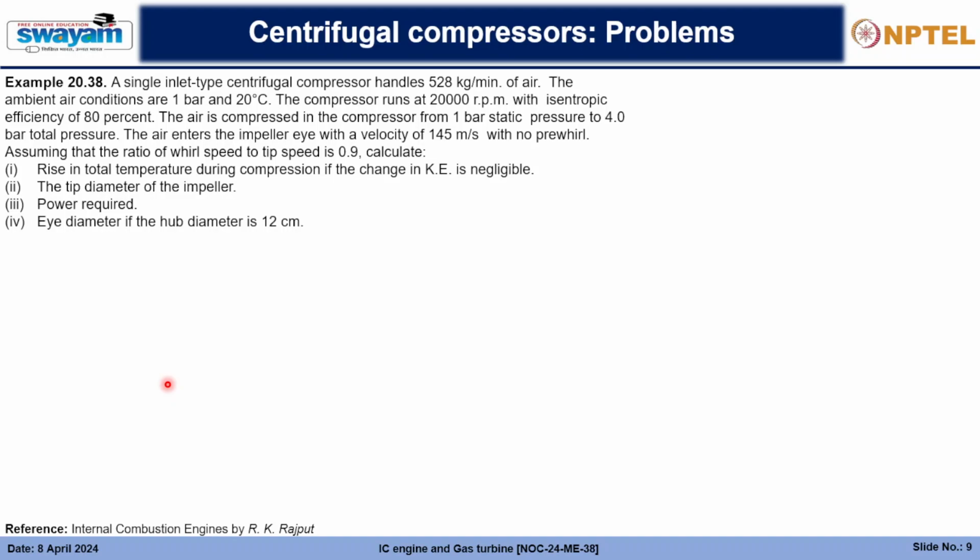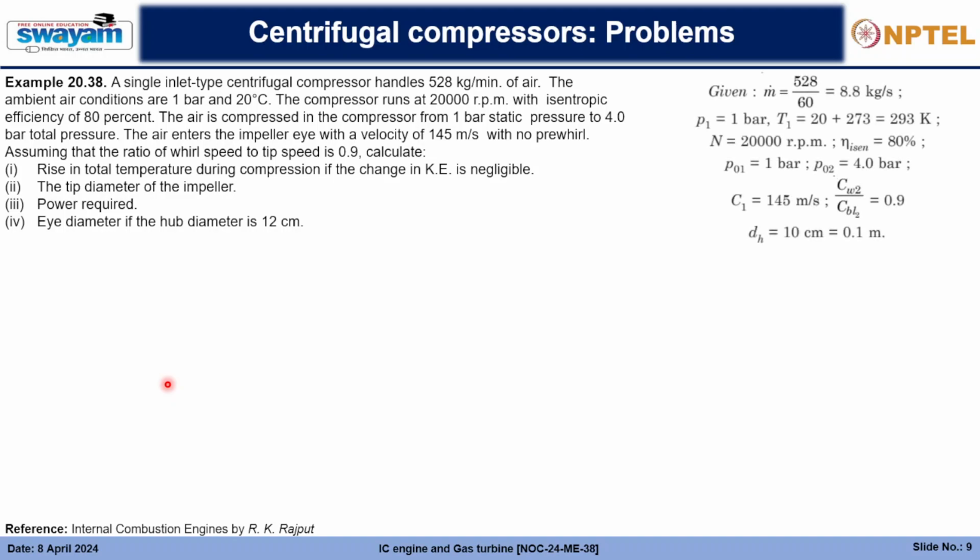Okay, then let us solve this question. So we are given these values. Mass flow rate is 528 by 60, 8.8 kg per second. Pressure is 1 bar. Temperature is 293 Kelvin. Then the rotation speed is 20,000 RPM. Isentropic efficiency is 80%.